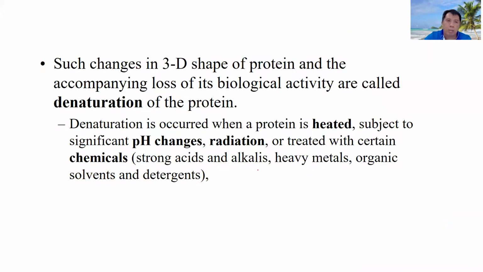Such changes in the 3D shape of a protein, and the accompanying loss of its biological activity, is called denaturation. Denaturation occurs when a protein is heated, subjected to pH changes, radiation, or treated with certain chemicals. For example, strong acid, alkaline, heavy metals, organic solvents, and detergent. All of these factors will denature proteins. They will change the 3-dimensional shape of the protein.